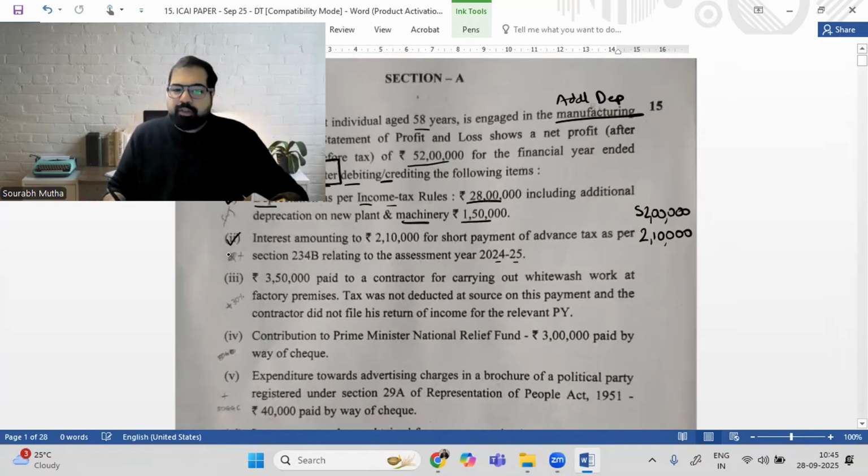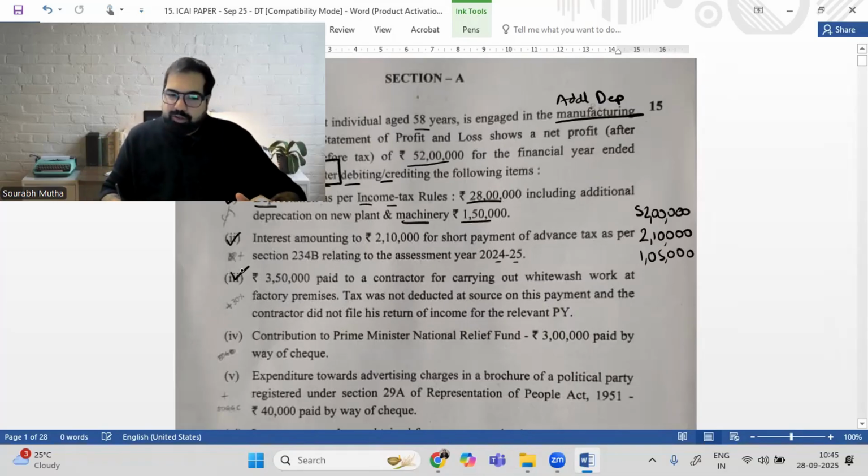So this is done. Next, 3,50,000 paid to a contractor for carrying out whitewash work at the factory premises. Basically, this is a contractor. Tax was not deducted at source on this payment and the contractor did not file his return of income. Unfortunately, you minus the entire thing, but you can only minus 70%. So 3,50,000 into 30%, that is 1,05,000. I'll have to add it back. This is basically disallowance, so I'll have to add it back.